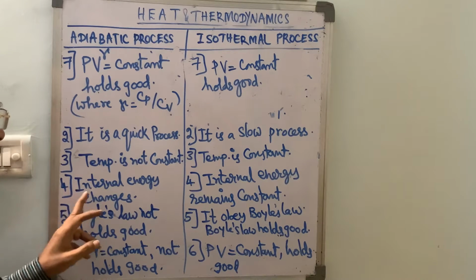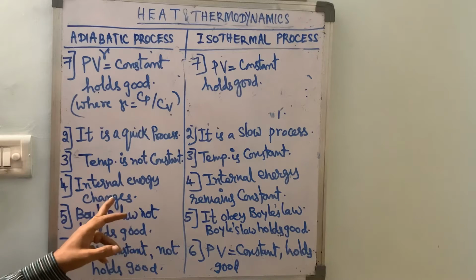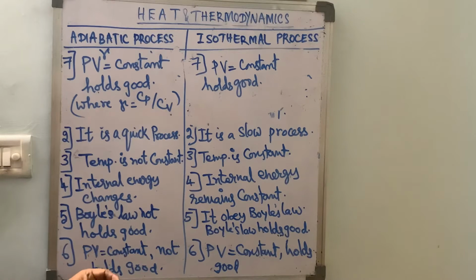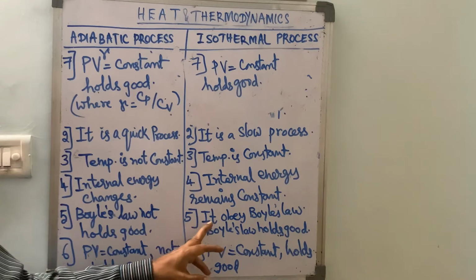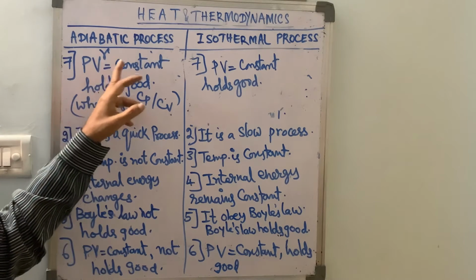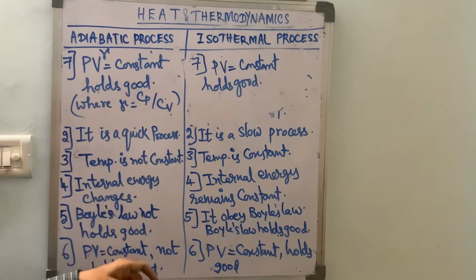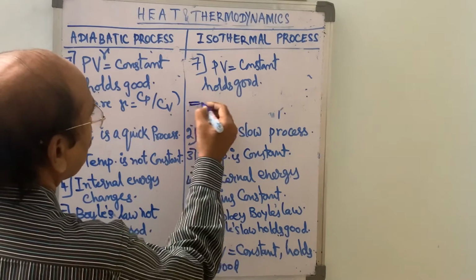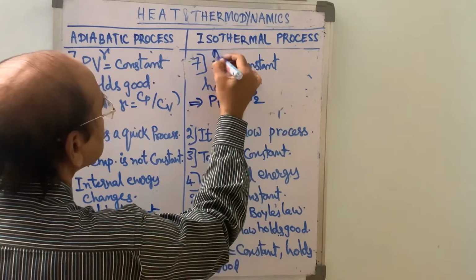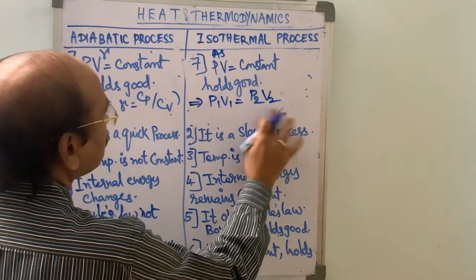In adiabatic process, internal energy of the system changes. So gas internal energy changes. Here in isothermal process, internal energy remains constant as temperature remains constant. Here Boyle's law does not hold good, while here it obeys Boyle's law. So PV equal to constant does not hold good for adiabatic process, but PV to the power gamma equal to constant holds good. But in isothermal process, PV equal to constant holds good. Therefore, for this P1 V1 is equal to P2 V2 equal to constant K.